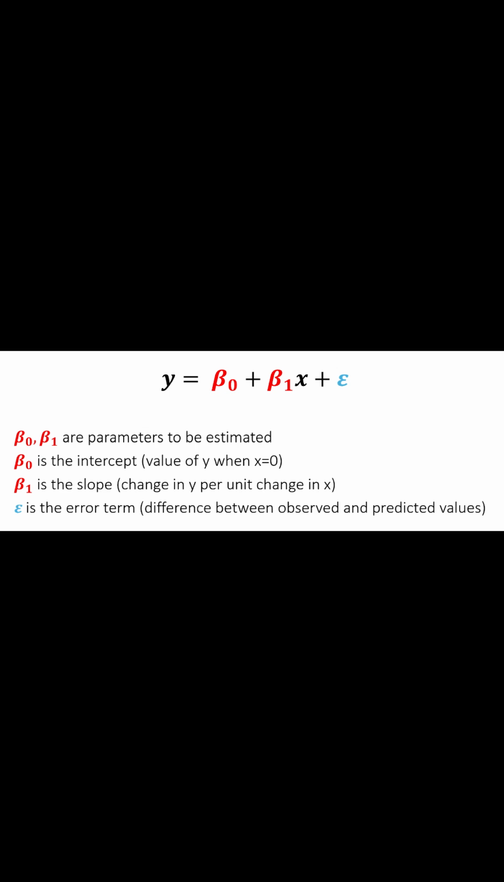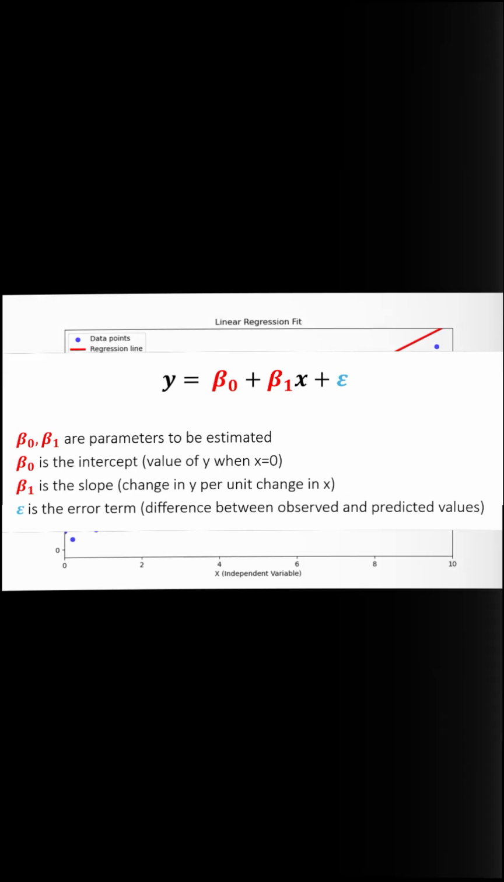Finally, epsilon represents the error term, or the difference between the observed and predicted values, or the term that also captures everything else that we have not accounted for to explain our dependent variable.